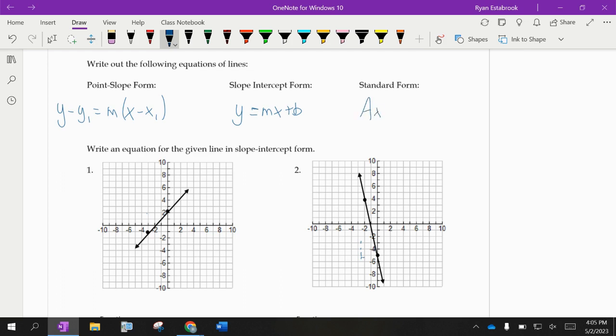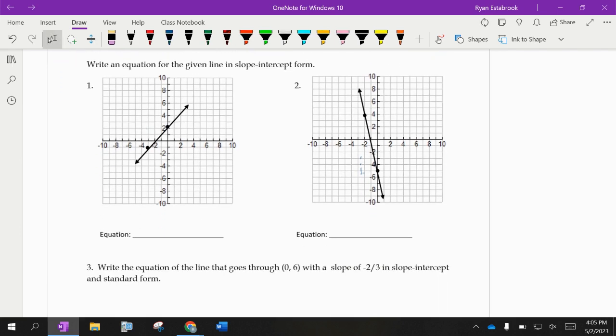And then the last one we have is the standard form, and that's ax plus by equals c. A, b, and c all have to be whole numbers. Oops, ax plus by equals c. And then a must be positive as well. And they all have their pros and cons about how we write them. Let's start with this first one.